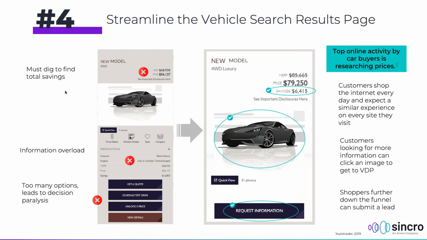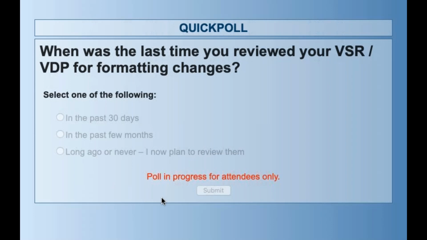Yeah, no, and I think that makes sense. And just remembering there are so many ways you can customize your VSR and VDP. And actually, before you move on to VDP, I'm going to do one final poll. When was the last time you reviewed these pages for formatting changes? There are so many different things we can do, and so remembering to go through it is something that can fall off the radar. We focus on the home page so much, we need new landing pages, but VSR VDP with so much engagement, it's critical.